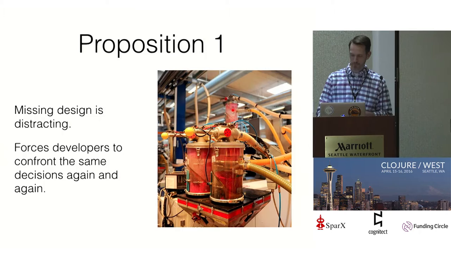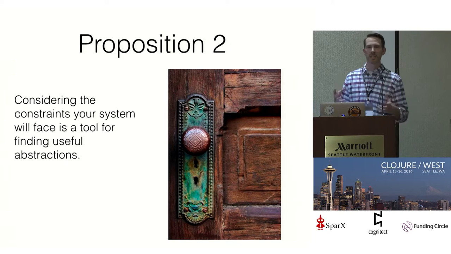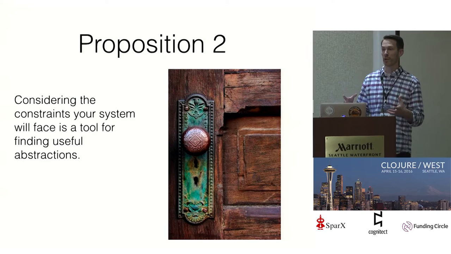So my second proposition is that considering limitations, the constraints that your software is going to face when you deploy it, is a concrete way to go searching for abstractions.